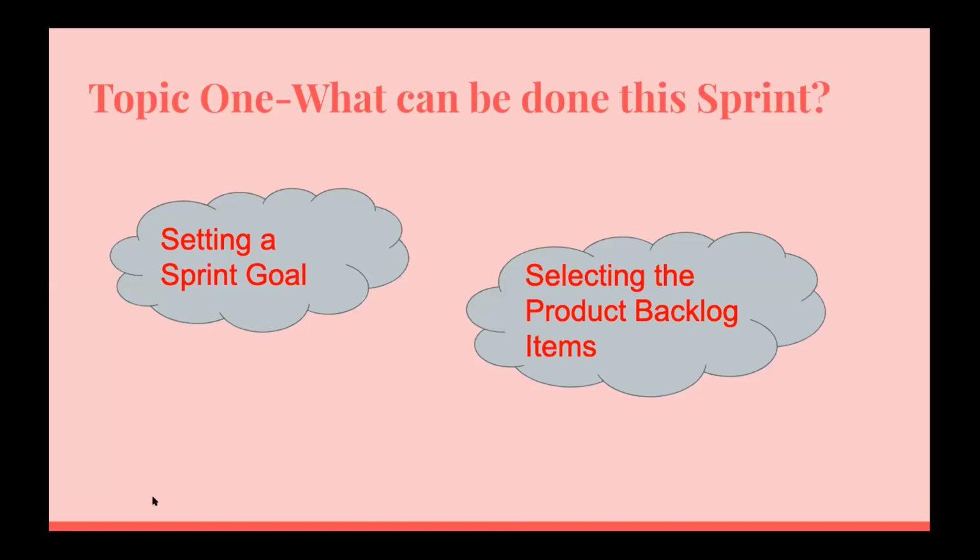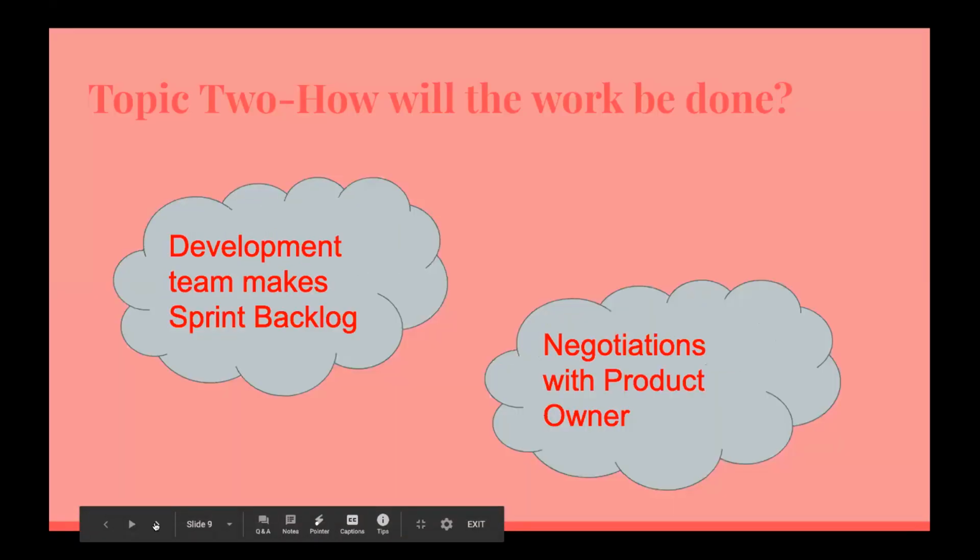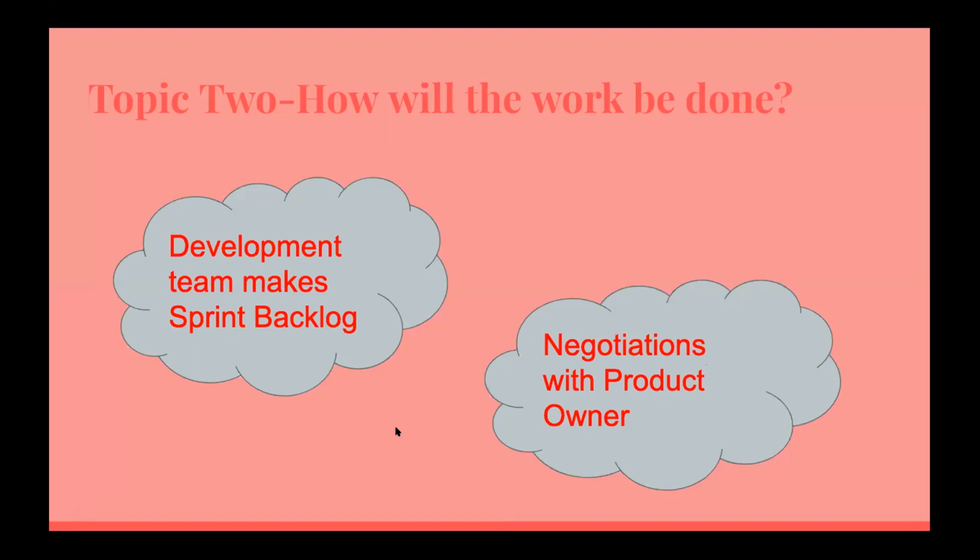Okay, and then moving on, topic 2 is how will the work be done? So the development team will make the sprint backlog and choose the items plus the plan for delivering them. And then they'll negotiate with the product owner. And by the end of the sprint planning meeting, they should be able to explain to the product owner and the Scrum Master how they intend to accomplish the sprint goal and create the increment.